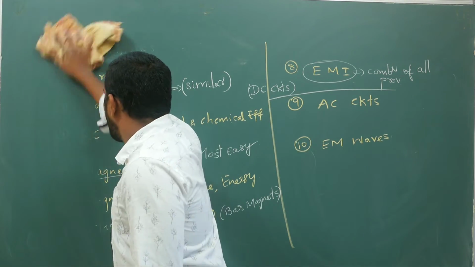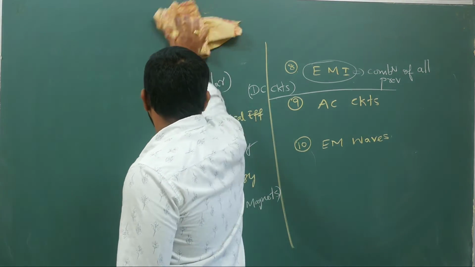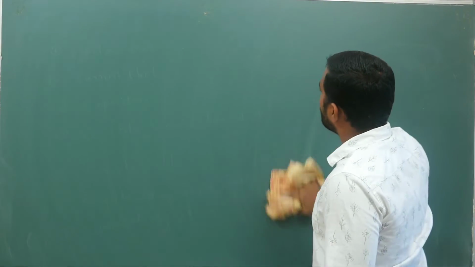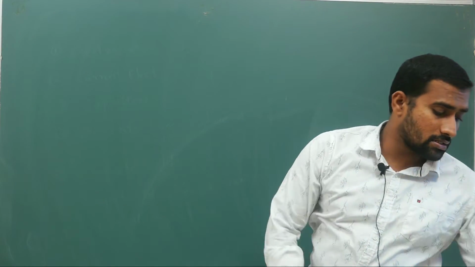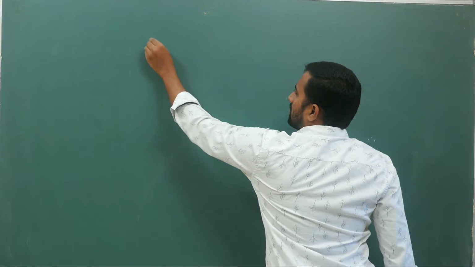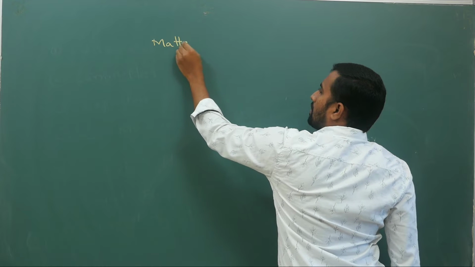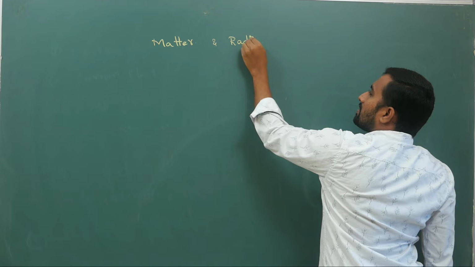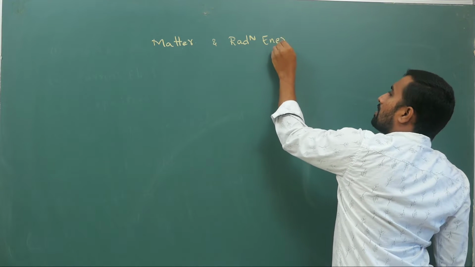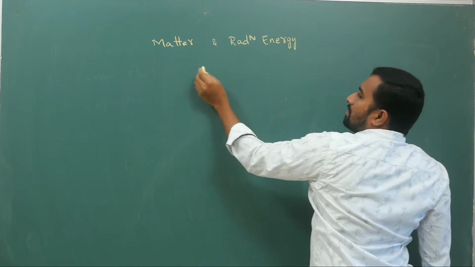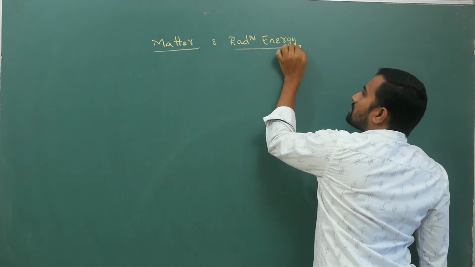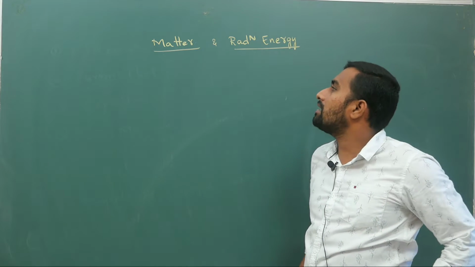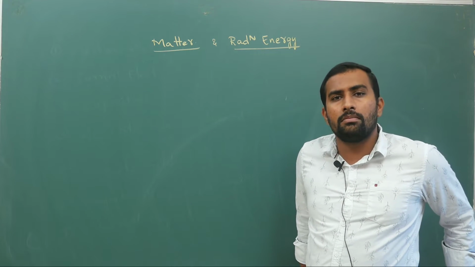Now first, to study electromagnetism you need to understand mainly two terms. What are those two terms? One is matter and the other is radiation energy. You need to understand mainly these two terms. If you have understood these two terms, then you will be able to understand why we are studying charge and why we are studying mass.